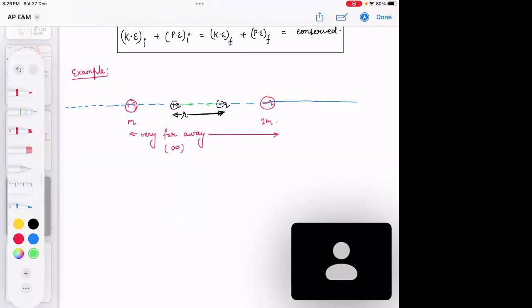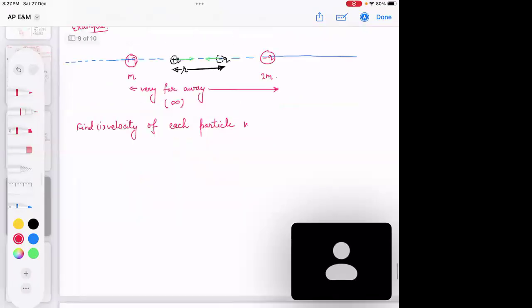The question asks, find the velocity of each particle when the separation between them is r. Understood? This is what they are asking.